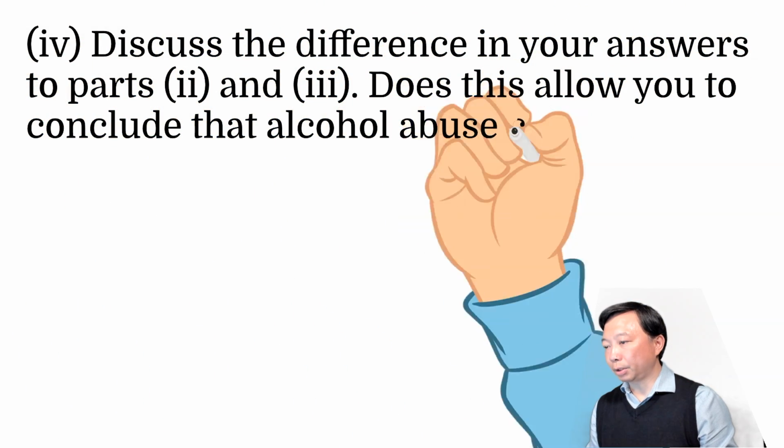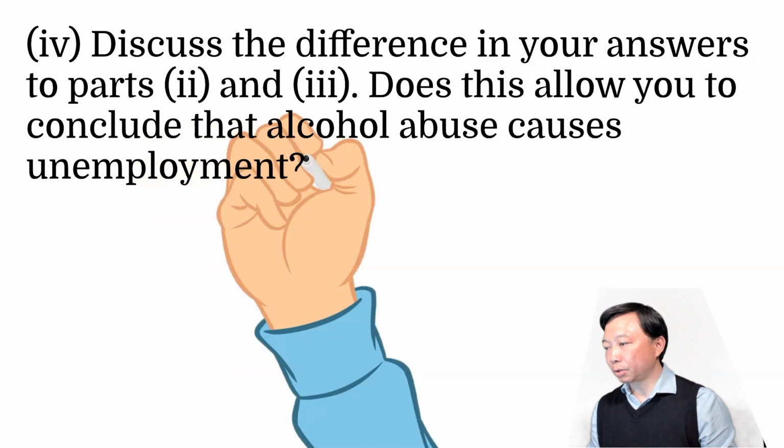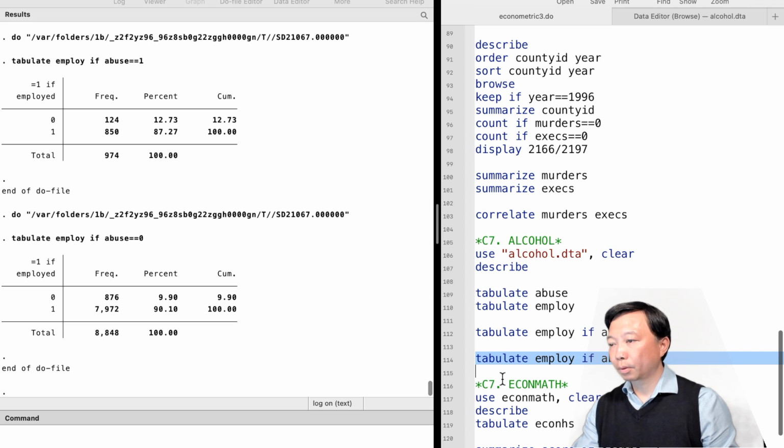The fourth question discusses the difference in your answers to Part 2 and 3. Does this allow you to conclude that alcohol abuse causes unemployment? The correlation between them does not necessarily mean causality. First, there could be a reverse causality here. On the one hand, people who abuse alcohol are less likely to find jobs. On the other hand, unemployed people are also more likely to become addicted to alcohol.